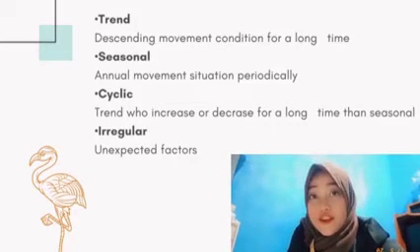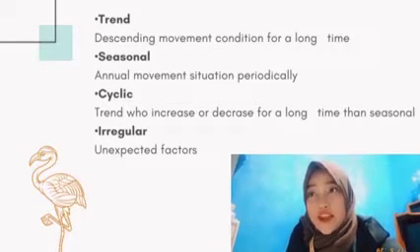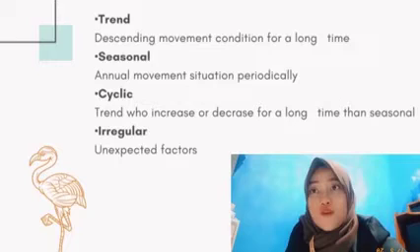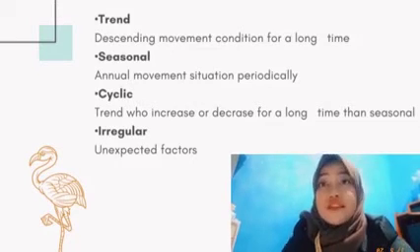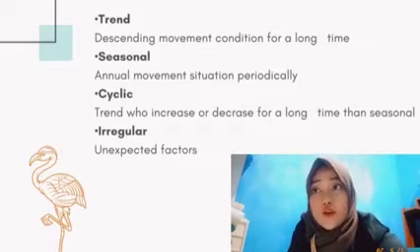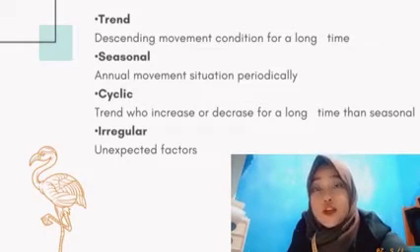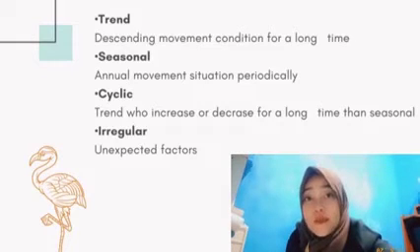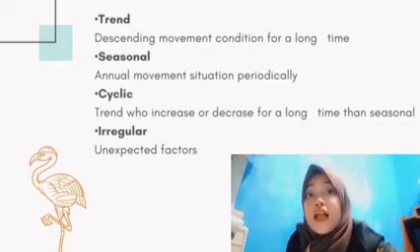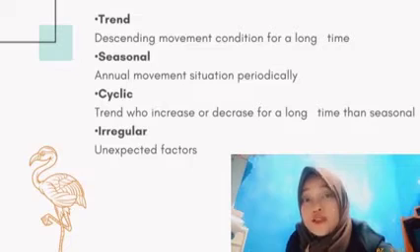Third are cycles. Cycles are trends that increase or decrease over a relatively longer period of time than seasonal variation. Cycle patterns occur over more than 1 year, so cycle patterns cannot be included in short-term forecasts. This pattern is only for medium-term or long-term forecasts.